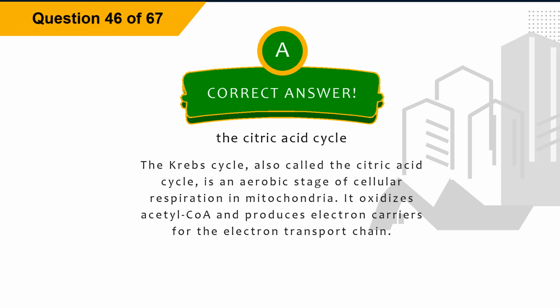The citric acid cycle. Explanation. The Krebs cycle, also called the citric acid cycle, is an aerobic stage of cellular respiration in mitochondria. It oxidizes acetyl-CoA and produces electron carriers for the electron transport chain.